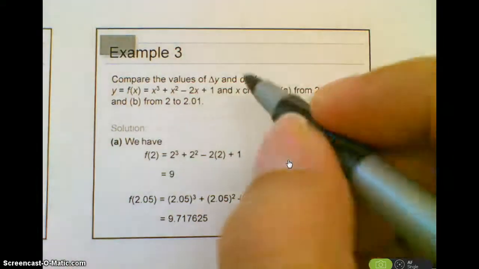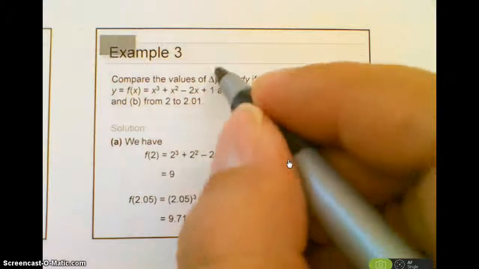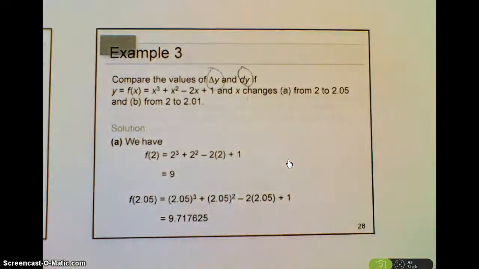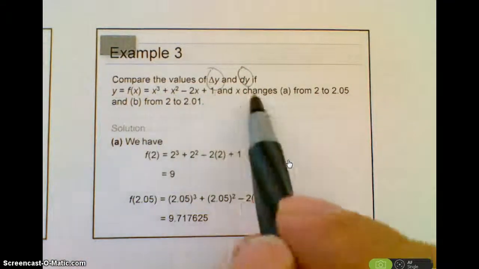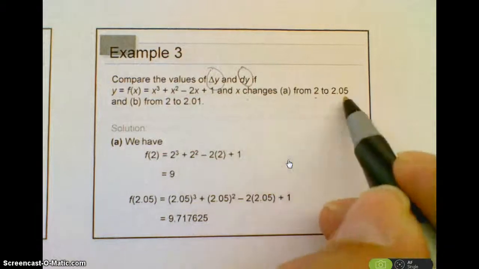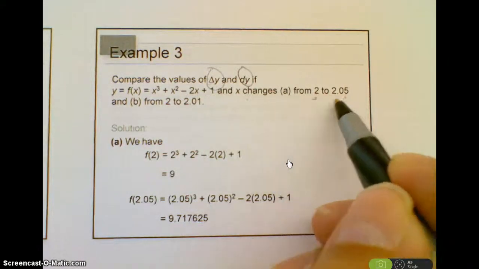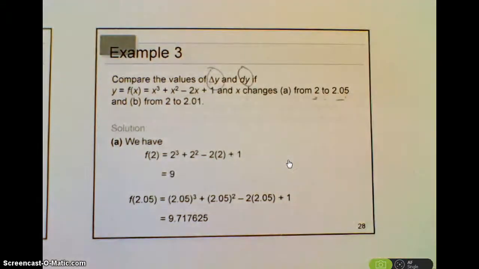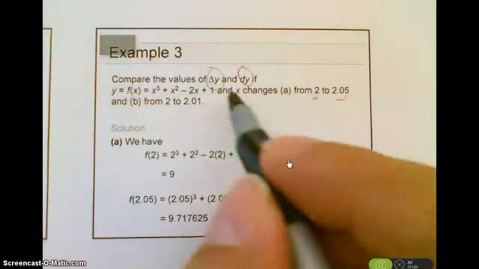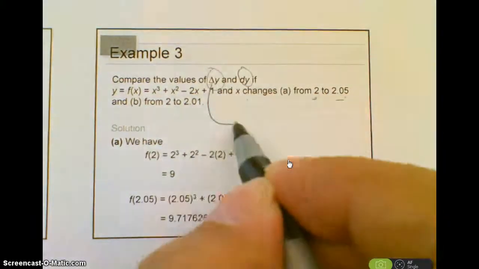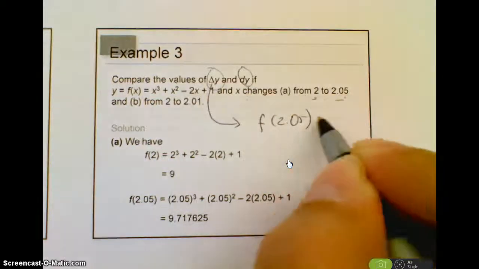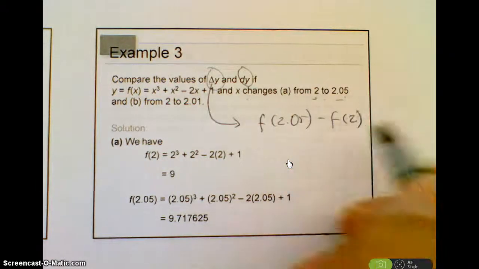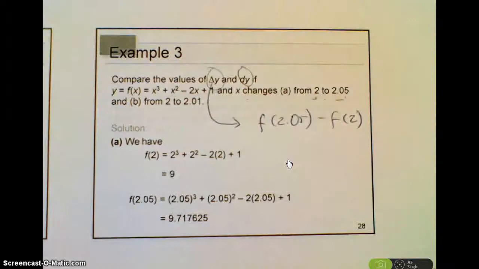Now, because we're talking about the tangent line around a certain point, you know that delta y and dy are going to be very close to each other. So it says compare the values of delta y and dy of this function when x changes from 2 to 2.05. So you are adding 0.05 to this. That's all you're doing. For the change in y, the only thing you have to do is find how much is f of 2.05, and then subtract f of 2 from it, and that will be the change in y. That's very simple.